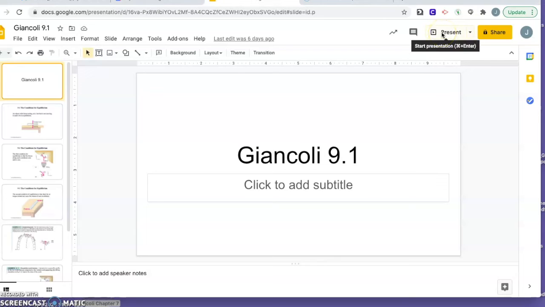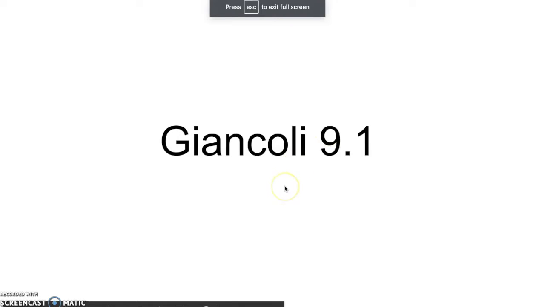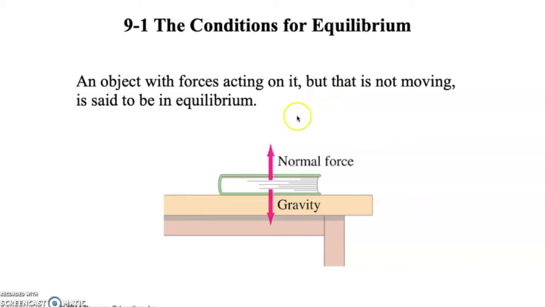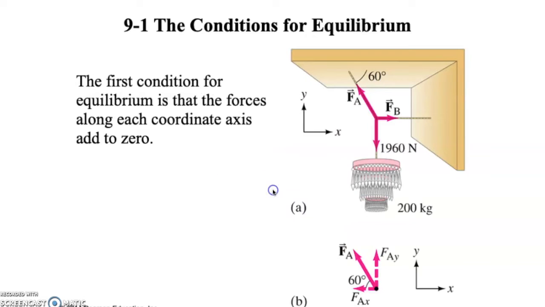All right, so we're moving on with Giancoli, and Giancoli chapter 9 is going to talk about equilibrium. Equilibrium is just exactly what it sounds like, where all the forces are equal. An object with force acting on it but not moving is said to be in equilibrium. Like a textbook on the table: gravity goes down, normal force goes up. They're equal but opposite. You're in equilibrium because you're not moving.